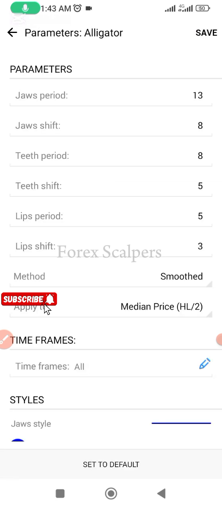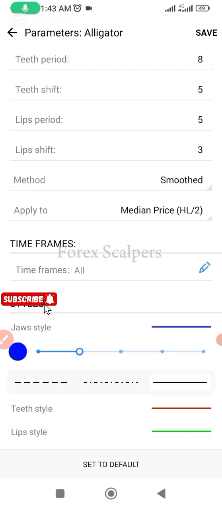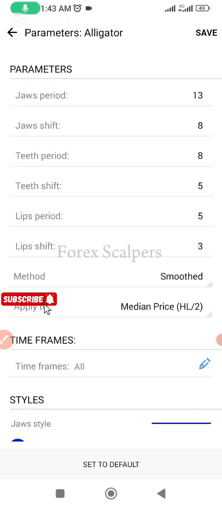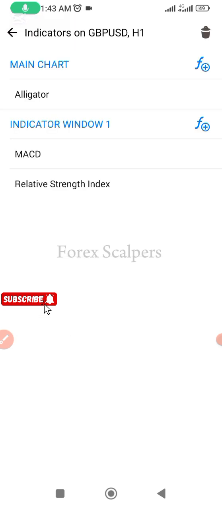So here is the indicator setup. Here is the alligator setup. The jaw period is 13, jaw shift is 8, teeth period 8, teeth shift 5, lips period 5, lips shift is 3. So automatically what you are seeing is the default setting of the alligator.